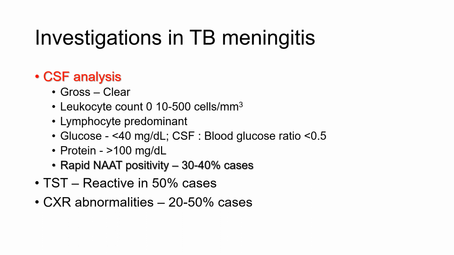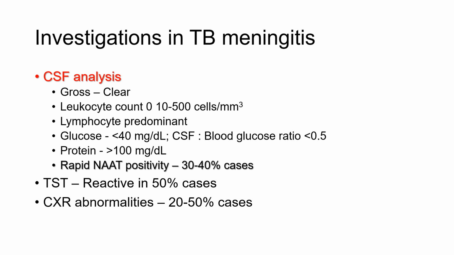As you can remember from the last lecture, in the microbiological tests of tuberculosis section, the pleural fluid, CSF, synovial fluid, ascitic fluid, all these biological fluids have very low yield or low sensitivity for nucleic acid amplification tests. So among all the cases of tubercular meningitis, only 30 to 40% will have NAT positivity if we send the CSF sample. Tuberculin skin test is reactive in 50% of cases.